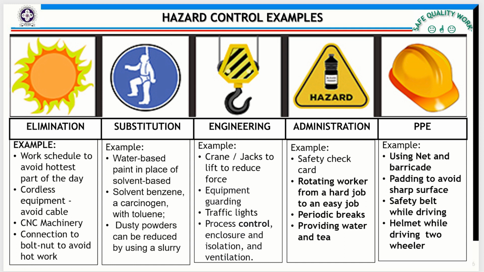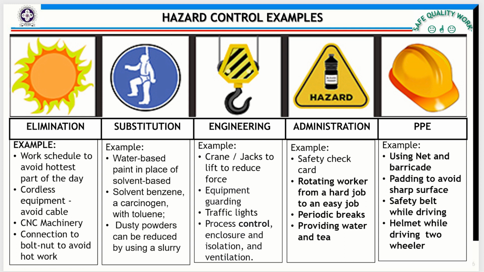Then there is the next control, which is engineering control. When elimination is not possible, and substitution is either not possible or possible only to some extent and cannot control the hazard fully, then we will go for engineering control. Examples are that we can use cranes, jacks and other appliances to lift, to reduce the force for shifting material from one floor to another floor.